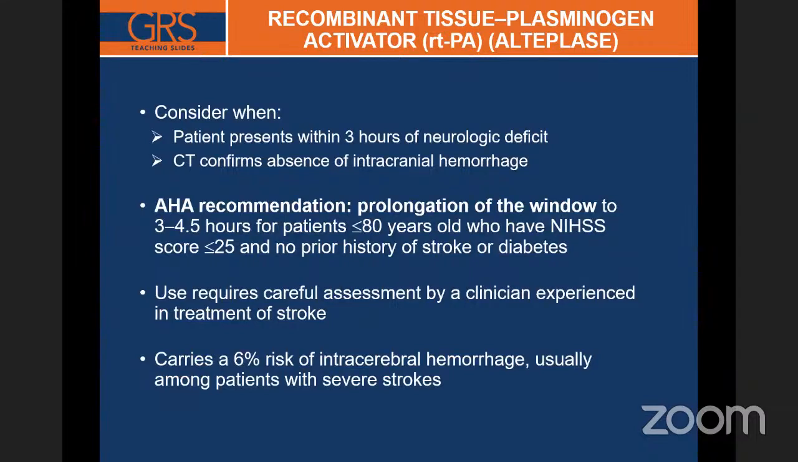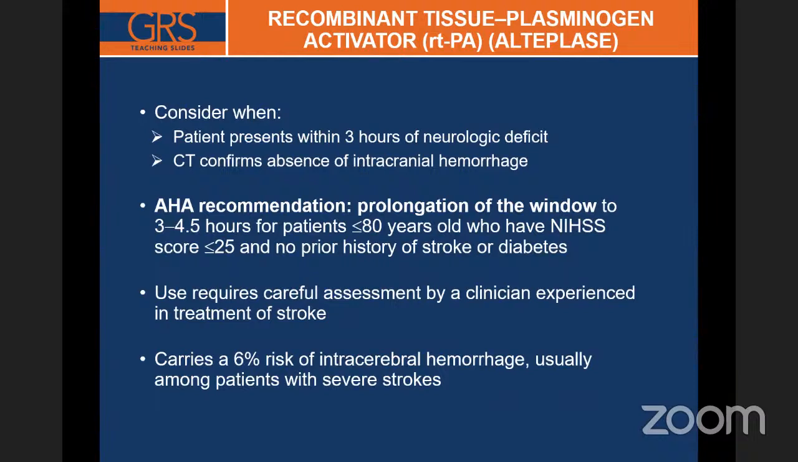The treatment is usually recombinant tissue plasminogen activator, which is alteplase, but we should consider two things. First of all, we should rule out intracerebral hemorrhage by doing a CT scan without contrast, and the patient should present within a specific time window, which is usually 3 to 4.5 hours. The American Heart Association recommends prolongation of the window to 3 to 4.5 hours for patients less than 80 years old who have an NIH score less than 25 and no prior history of stroke or diabetes.